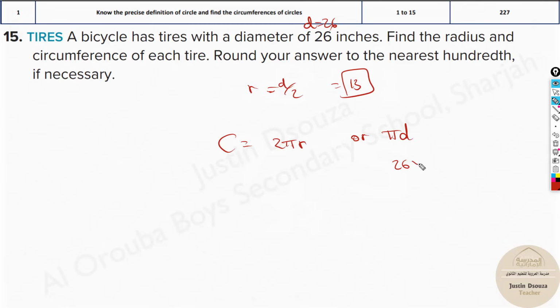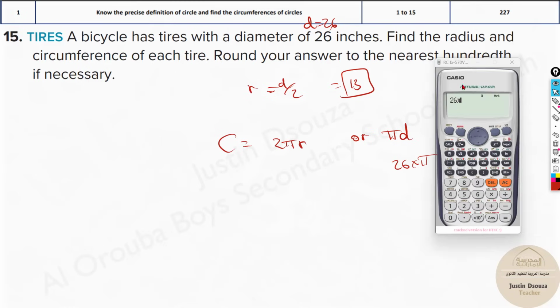It will be 26 times pi. That's the answer. Now here they have told nearest 100, so you need to round it off. Use your calculators here. You will get pi if you press shift and the multiplication of 10 times power symbol, and then if you press equal to, you will get the same thing. But just press SD, you will get it.